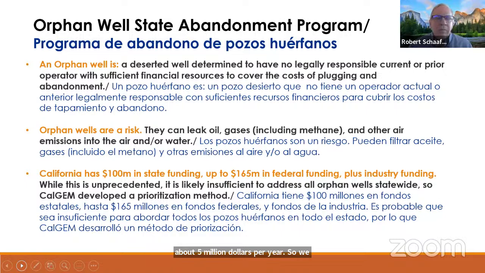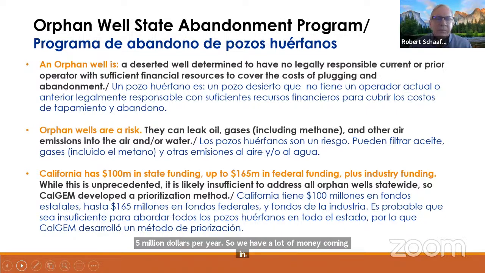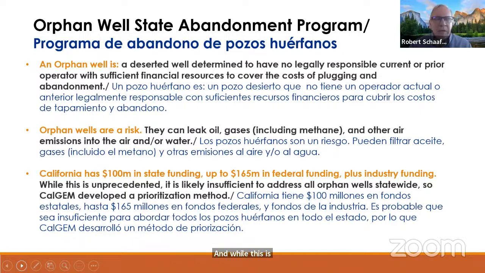So we have a lot of money coming in. And while this is unprecedented, it's not going to be enough to handle all the wells statewide. So because we knew that, we had to develop a prioritization method of which wells we're going to abandon.